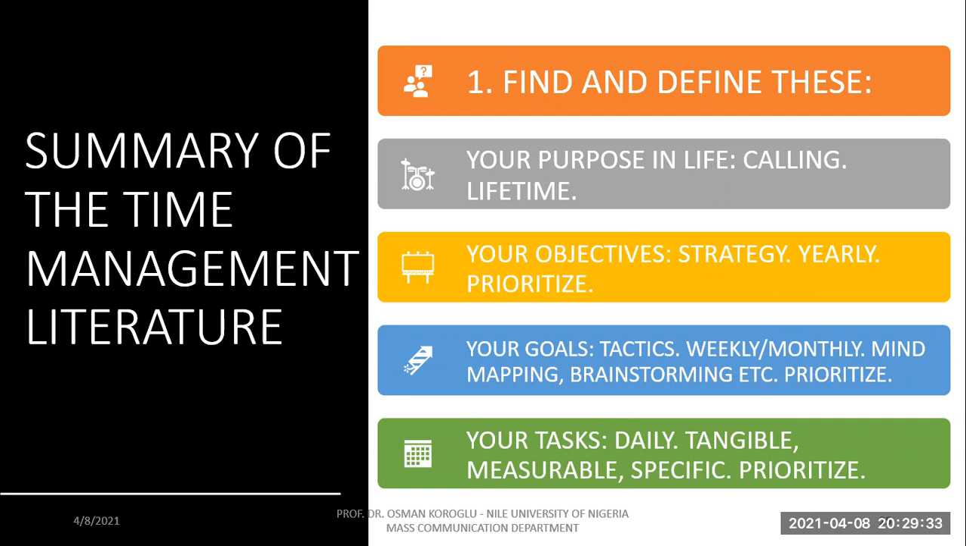And after your purpose in life, your calling, which is a lifetime issue, comes your objectives, meaning your strategy. It's something yearly, and it requires you to prioritize some of the things in your mind. But you need to always keep your life purpose on your mind. After that comes your goals, which are tactics. And these are weekly, monthly things. And for that, you can use mind mapping, brainstorming, etc. Again, you need to prioritize your goals. And then comes, at the end of the day, the daily tasks. These must be tangible, measurable, specific. And again, you need to prioritize all of these.